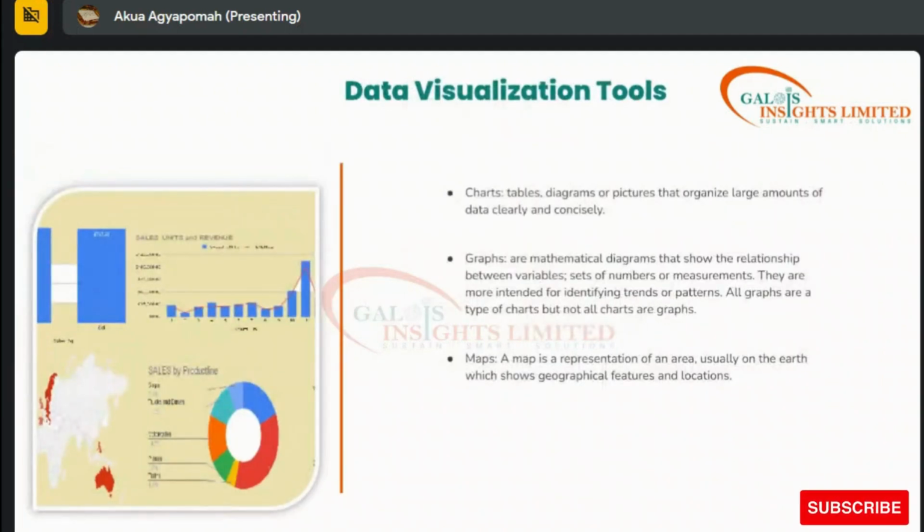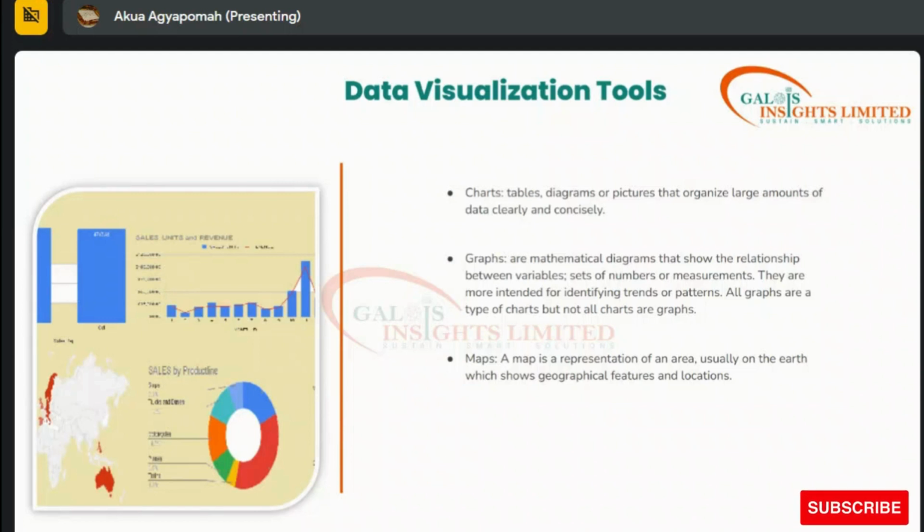Okay, so now we move on to the data visualization tools. These are charts, graphs, and maps that are used to display information. When we talk about charts, we are talking about tables, diagrams, and pictures that are used to organize a large amount of data in a more clear and concise way. Graphs are mathematical diagrams that are used to show relationships between variables.